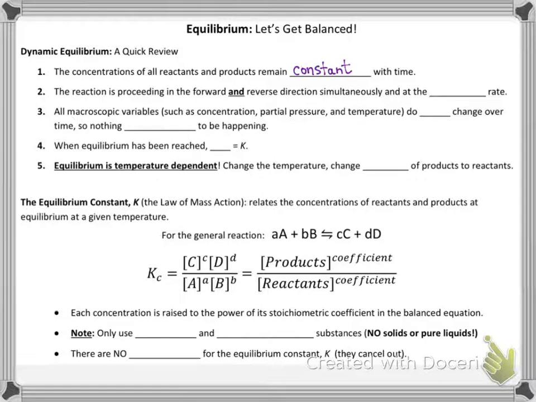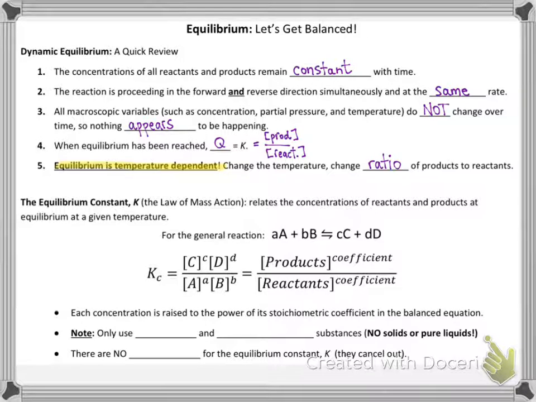This happens because at equilibrium, the reaction is proceeding in both the forward and reverse directions simultaneously at the same rate. This means that all macroscopic variables you could measure, like concentration, partial pressure, temperature, do not change, so nothing appears to be happening. You'll also know you're at equilibrium because your reaction quotient, Q, will be equal to K, the equilibrium constant. It is essential to remember that the position of equilibrium is temperature dependent. That means if you change the temperature, you're going to change the ratio of products to reactants at equilibrium.